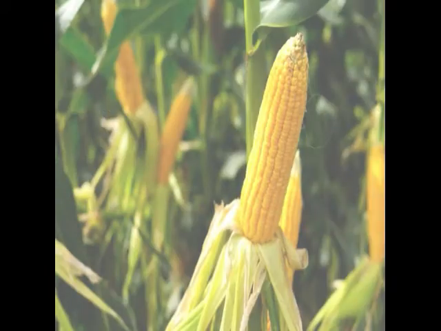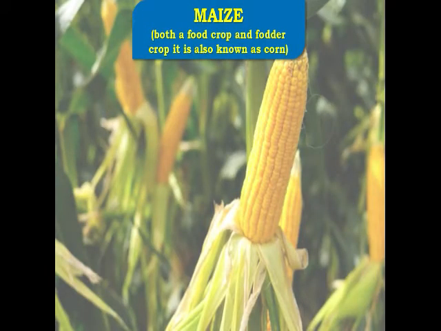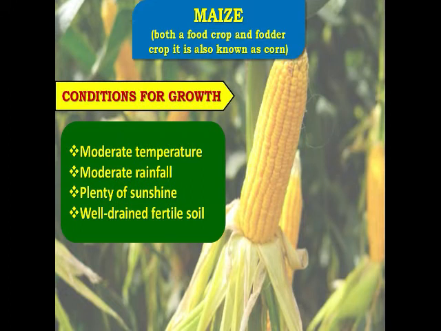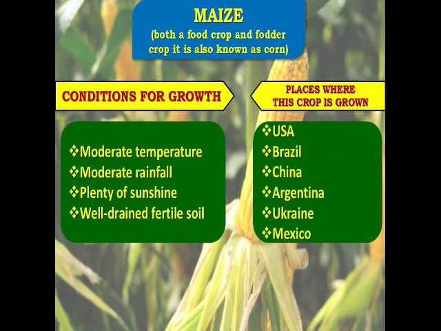The next one is maize, used both as a food crop and a fodder crop. It is also known as corn. What are the conditions for the growth of maize? Moderate temperature, moderate rainfall, plenty of sunshine, and well-drained fertile soil. The places where this crop is grown are the USA, Brazil, China, Argentina, Ukraine and Mexico.